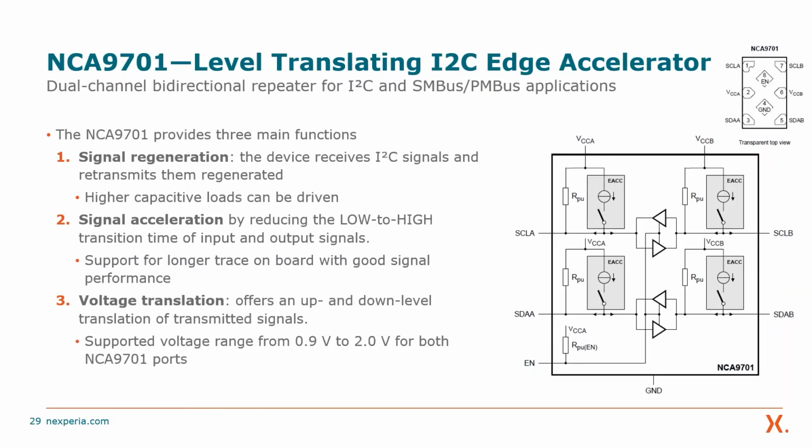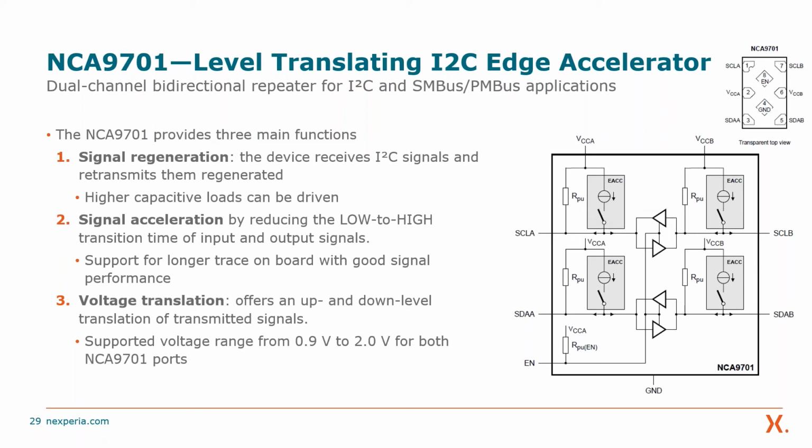Okay. The next device that we are also going to be sampling next year is the level translating I2C edge accelerator, as shown here. There are three main functions for the device. If you look at this device, this example is for I2C, it provides signal regeneration, signal acceleration, and of course voltage translation, all built in. One of the key performance features of the device is active edge acceleration, whereby current is injected, and it improves the rise and the fall time of the signal.